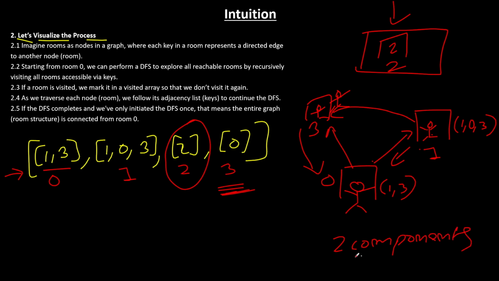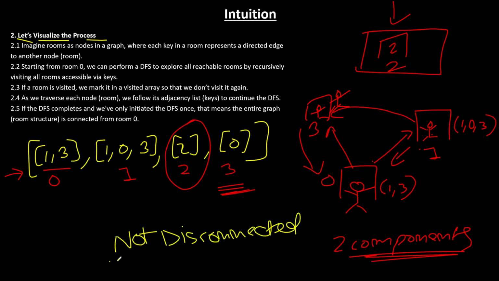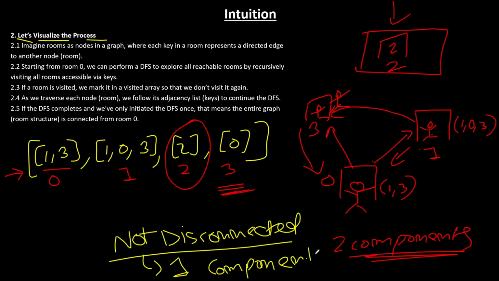And what our question says is that if you enter from room number 0, then you should be able to visit all the nodes, which means it should not be a disconnected graph, and only one component should be there. So from here, I think you might have figured out what we are trying to solve here. Let me read out the theory.